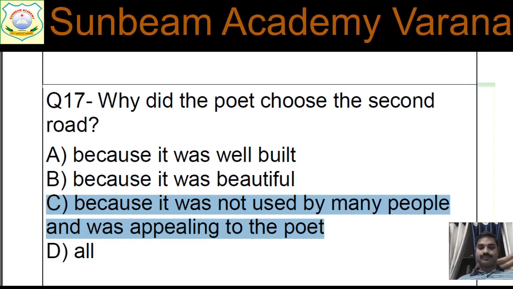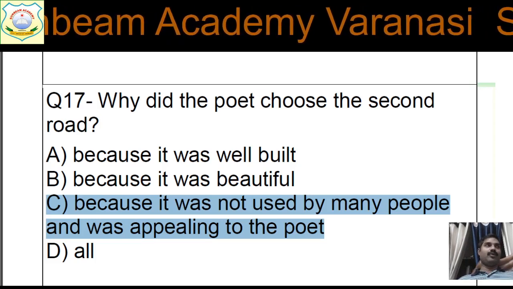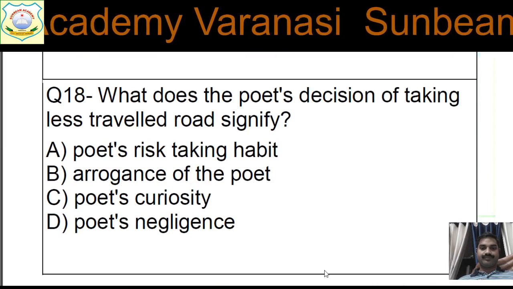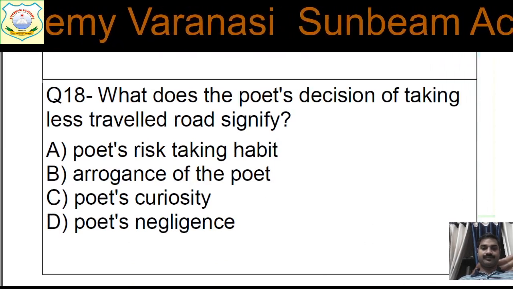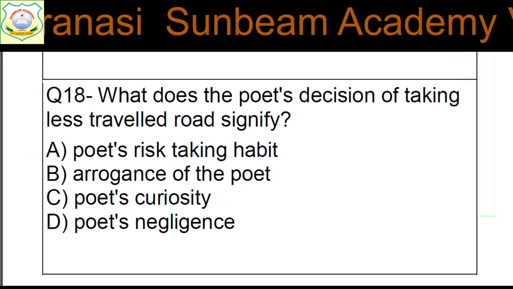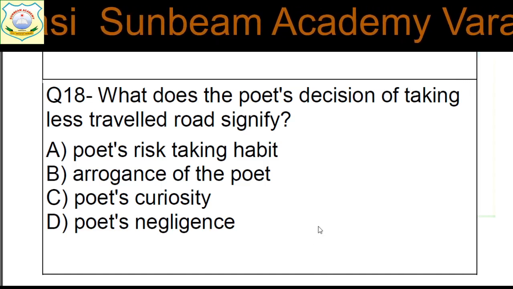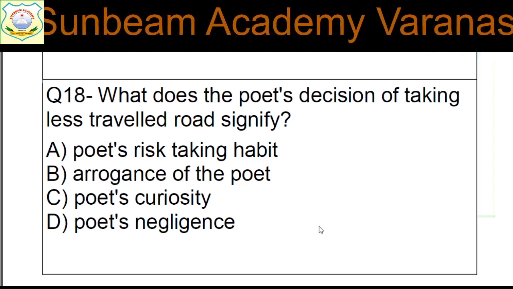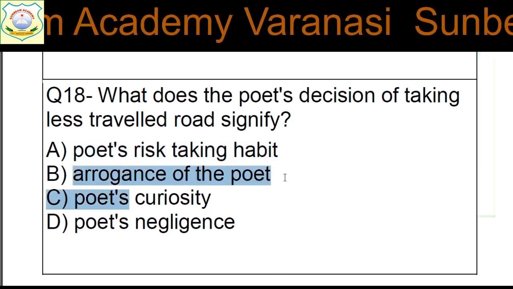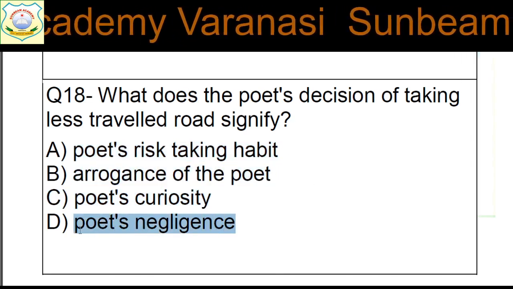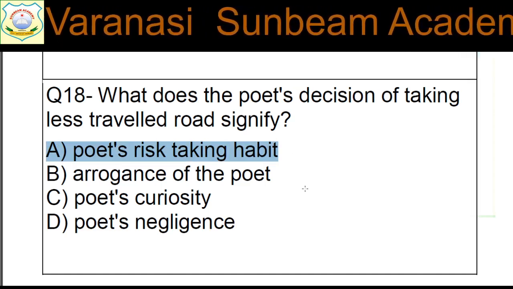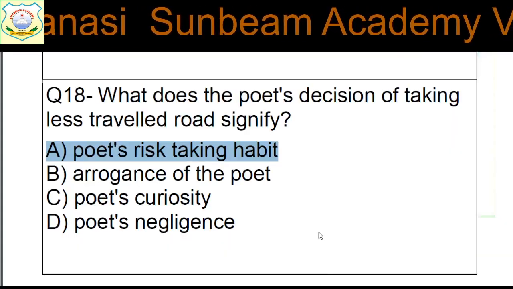Next question is, what does the poet's decision of taking the less traveled road signify? So the poet's risk taking habit, arrogance, he was arrogant. The poet's curiosity, he was curious about the new road. The poet's negligence. As per the poem, this A option is correct, because he wanted to do something new. So new means risk.